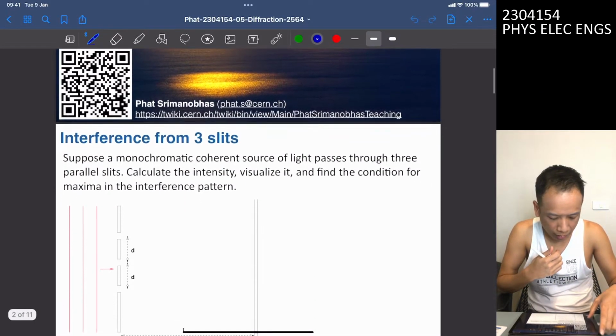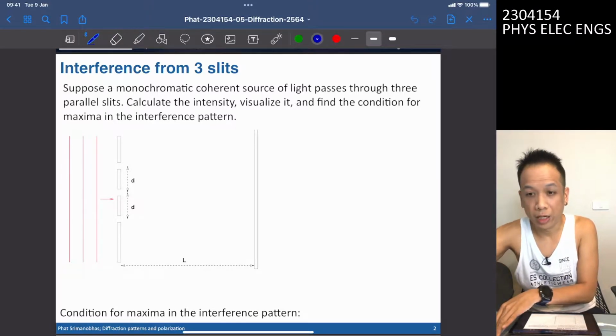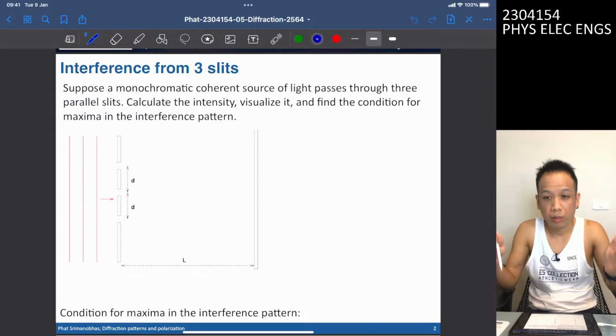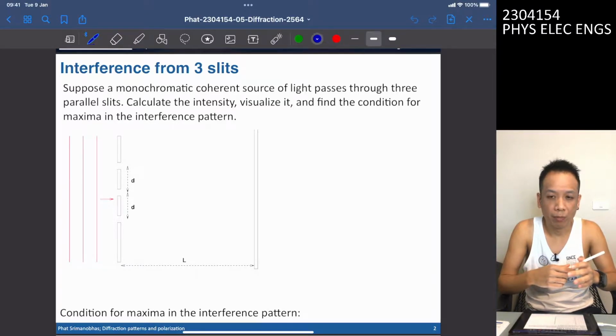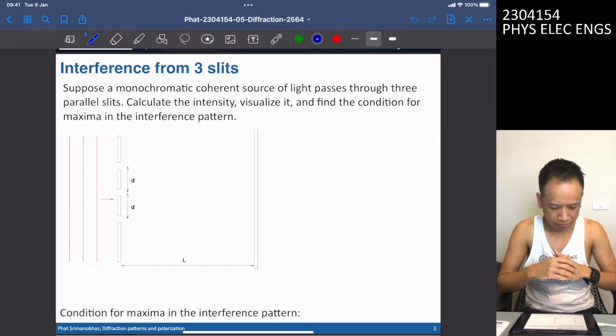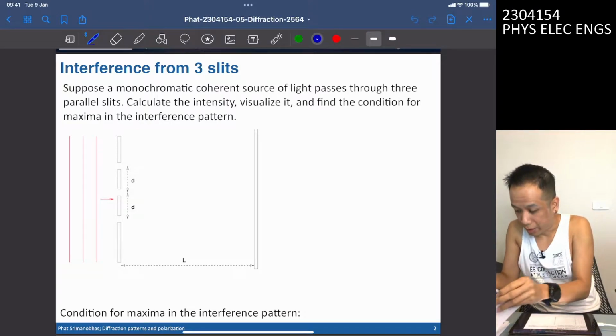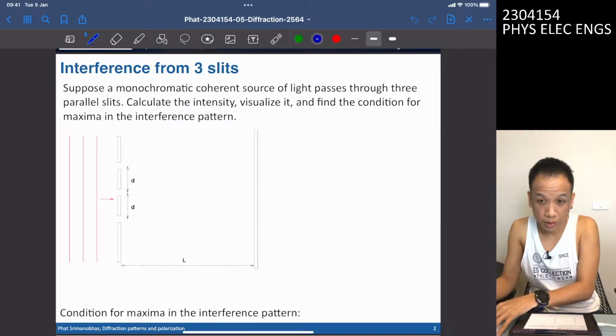Okay, let's start. We start with interference first to get an idea, because when we're talking about the grating, basically we just treat it as a slit with a large number of slits, for example N becoming thousands, 10,000 for example. Before we go to that, we're talking about the interference from 3 slits first.